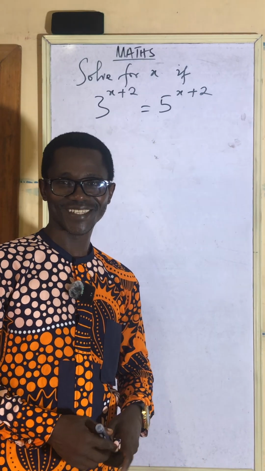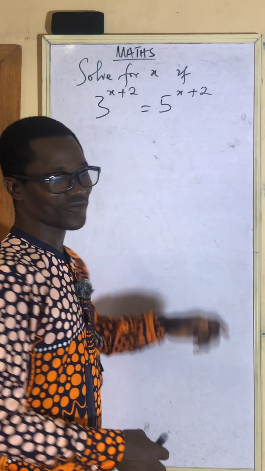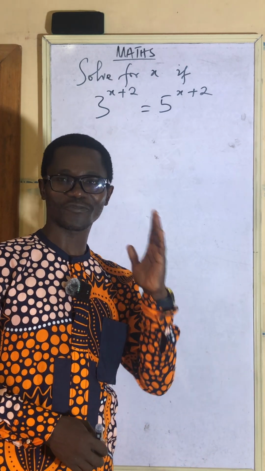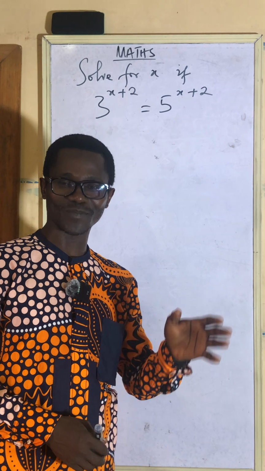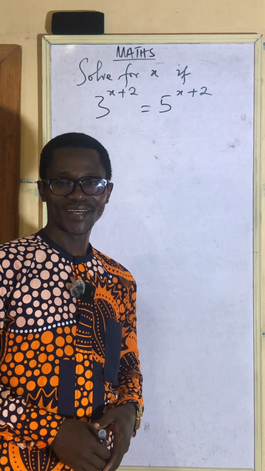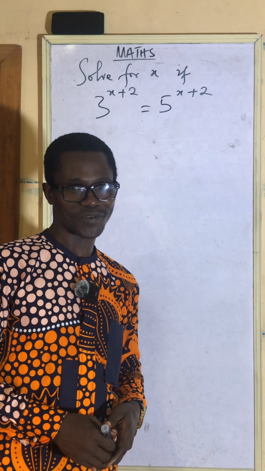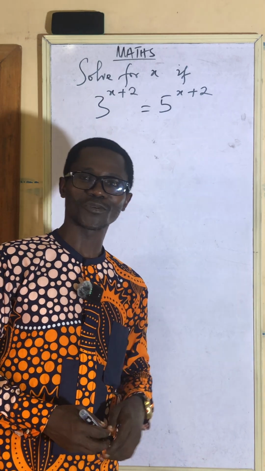Solve for x if 3 raised to power x plus 2 is equal to 5 raised to power x plus 2. Some will see this kind of question as difficult. It's not as difficult as you think. Let's see the solution.